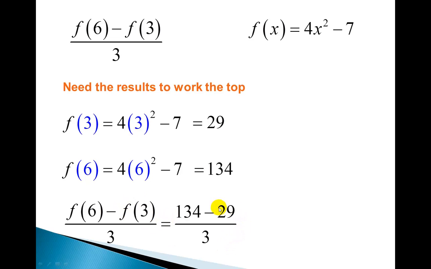And so the next step, take the difference on top there, that's 105, and then divide by 3, and we get a result of 35. So what we have here is this difference quotient, this rate of change between 3 and 6. When we do this calculation, our result is going to be 35.